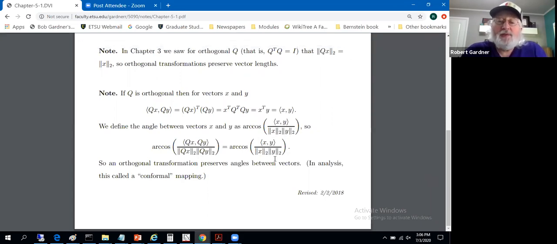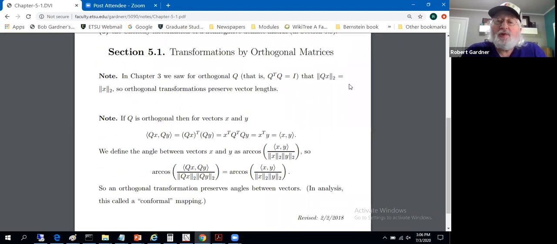Orthogonal transformations preserve L2 norms, and we just saw the inner products are preserved as well. So we can replace the QX, QY inner product with an inner product of X and Y. And that's the angle, by definition, between vector X and vector Y. So multiplication by an orthogonal transformation preserves angles between vectors as well.